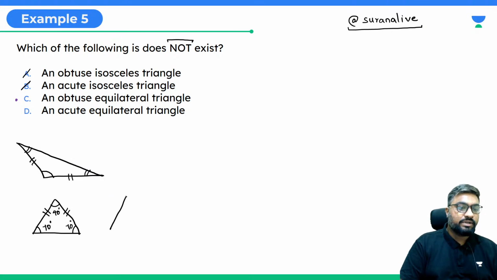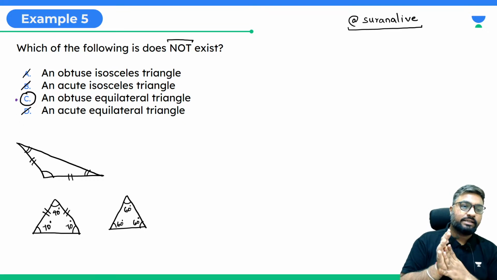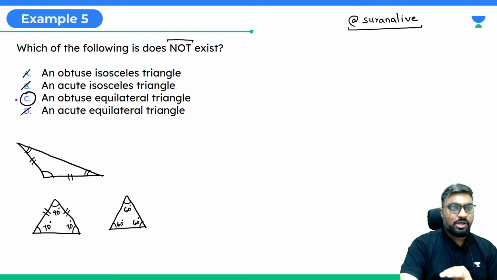What about an obtuse equilateral triangle? This is not possible because all the three sides have to be equal, and all the three angles have to be equal to 60. So we cannot have an obtuse equilateral triangle. So this has to be our answer. What about an acute equilateral triangle? Obviously, all three angles are less than 90 degrees, so an acute equilateral triangle is automatically an acute triangle only, correct? Our answer is obtuse equilateral triangle does not exist.